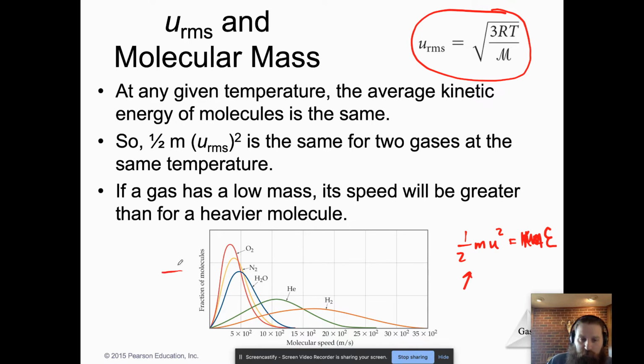So if we look down here at this graph, all right, we can see that O2 has a speed down here. It's pretty slow. Oxygen's pretty slow. It's 32 grams per mole. N2 is 14, and 14 makes like 28 grams per mole, so it's a little faster. H2O is like 16 to 18 grams per mole. It's a little faster. Helium is way faster, right? It's like 4 grams per mole. Hydrogen is like 2 grams per mole. It's even faster than that. So as the mass of the atom or of the gas decreases, all right, it gets faster and faster.